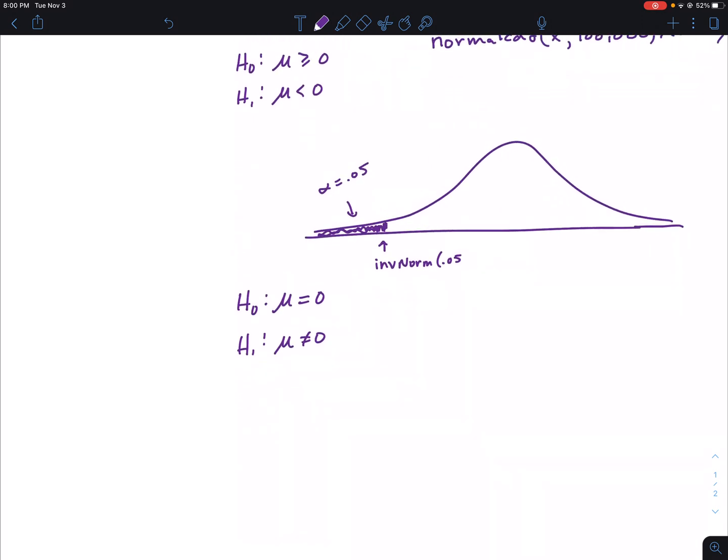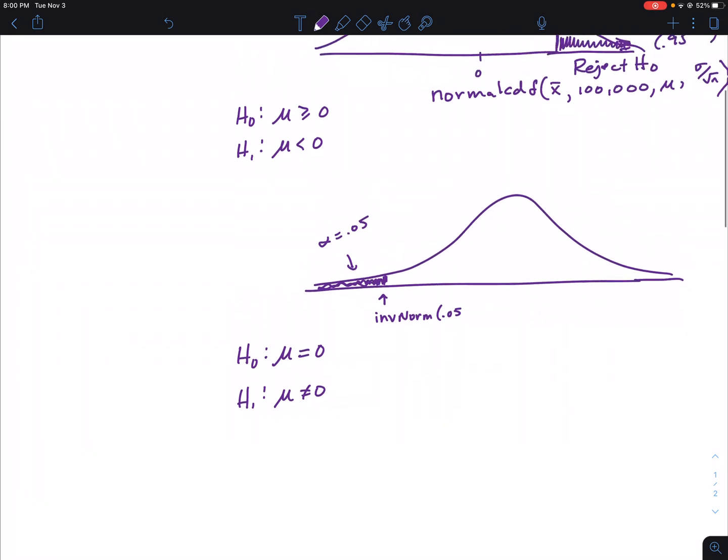All right, so again, in this case the part that we want to land in is our lower 5%. Again, we'd have our mean in the middle. So this is going to be our reject H naught region.